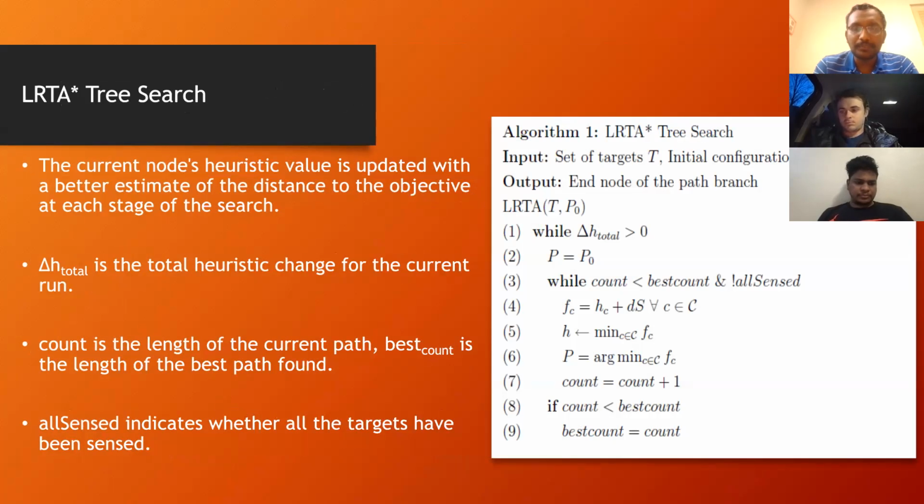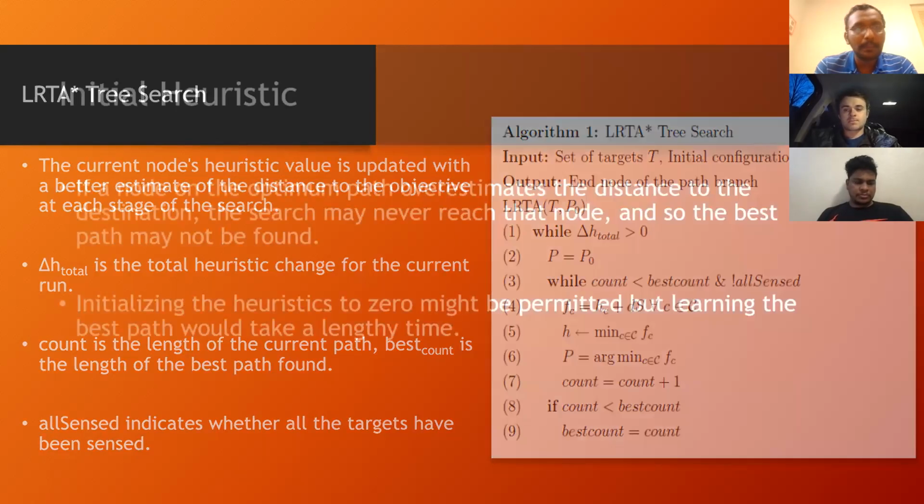This is a basic simple algorithm for the LRTA star search. Here, the current node heuristic value is updated at each iteration to get the desired result. Delta H total is the total heuristic change which the algorithm runs on, and the count is the length of the current path. Best count is the length of the best path found by the object, and sensed indicates whether the target has been sensed or not.